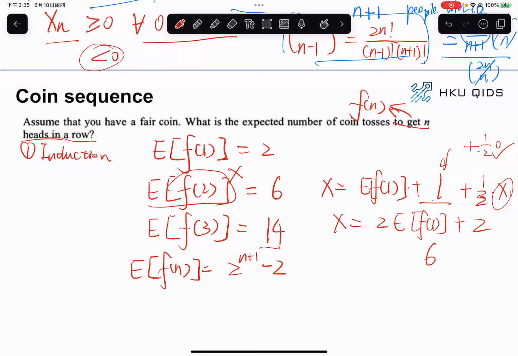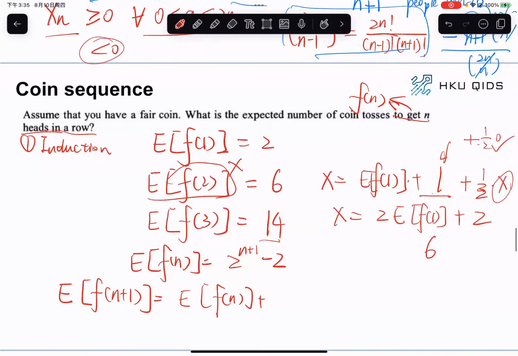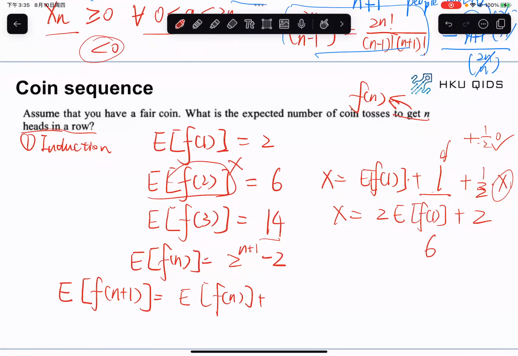But meanwhile, we can also use the formula I just introduced, we can find EF(n+1) is going to be EFn plus 1/2 multiplied by 1 plus 1/2 EF(n+1), right?